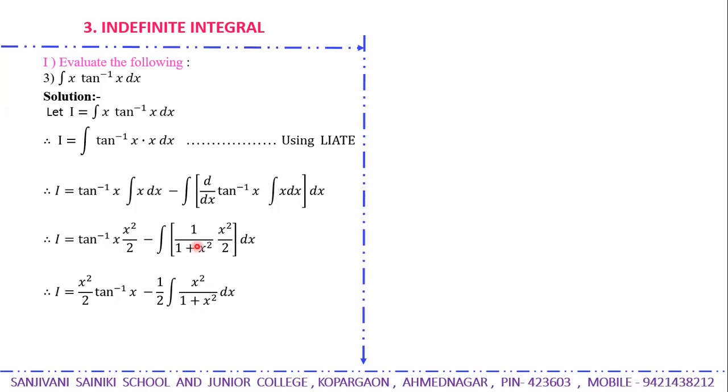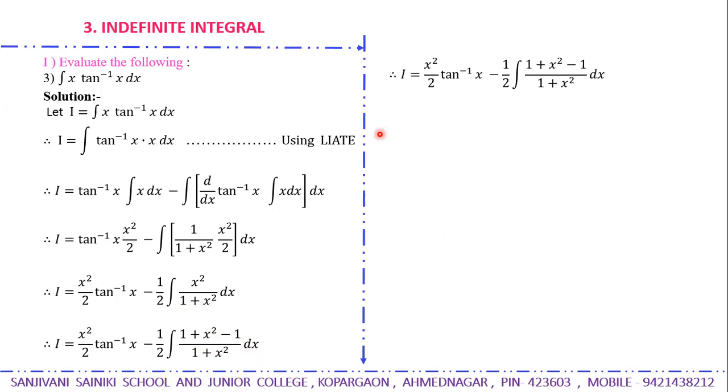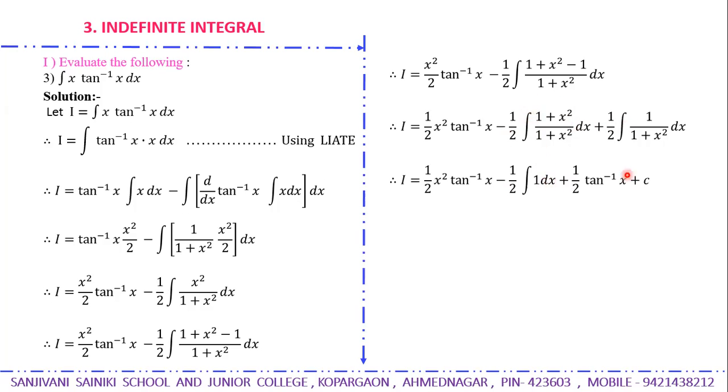Here you will get 1 upon 2 common, integration of x square upon 1 plus x square dx. So minus 1 upon 2 integration of 1 plus x square minus 1 upon 1 plus x square dx. So I is equal to x square by 2 tan inverse of x minus 1 upon 2 times integration of 1 plus x square minus 1. So we are adjusting 1 here. Then we will divide this 1 plus x square by this 1 plus x square, and minus 1 upon 1 plus x square. Here I will get 1 dx, and the integral of the other term is given by tan inverse of x.